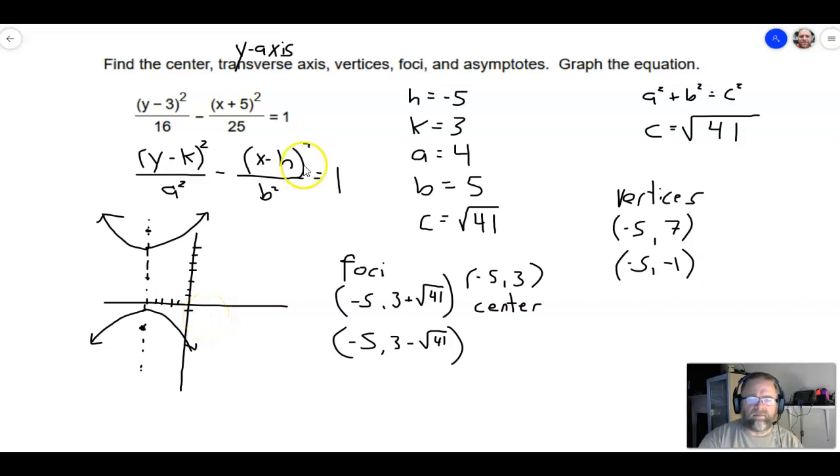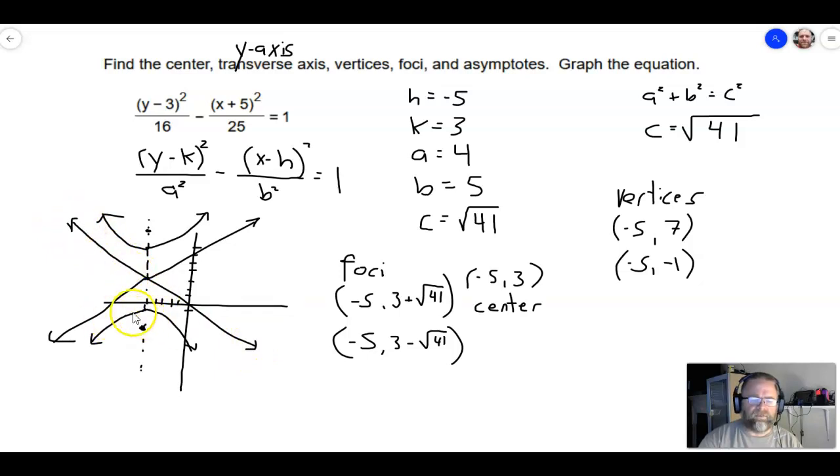All right, but finally, the tricky part here. So we got the vertices, we got the foci, we got the transverse axis, we got the center. We need the asymptotes. Now the asymptotes always go through our center, and they are going to go lower left to upper right, something like this, and upper left to lower right, something like this.